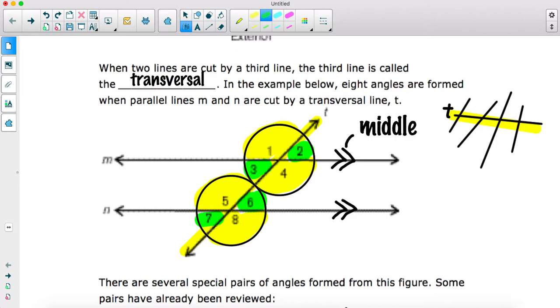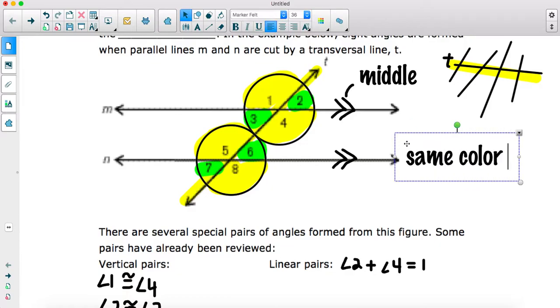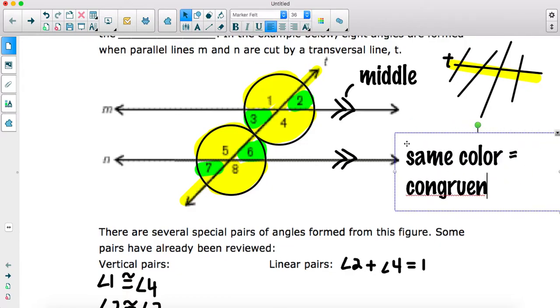But I love doing this. Well, first it's kind of fun to color. But I like it because it shows you a nice pattern here. So anything with the same color, this is an important note, I would write this down. Anything with the same color, these are going to be congruent angles.